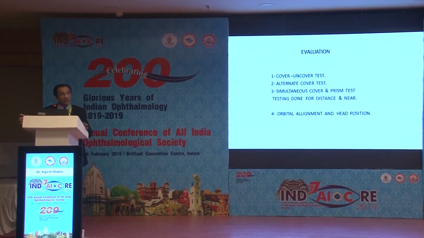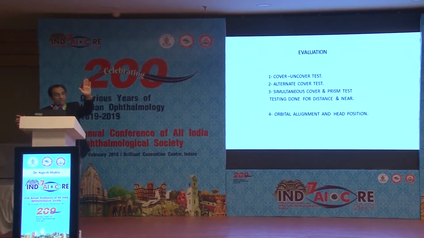Cover test means you cover one eye and keep it covered. Suppose you cover the right eye and see the movement in the left eye. This is a simple cover test. If there is a tropia, you will find there is a movement. If there is no movement, then there is no tropia in that eye. I didn't put that first one here, I missed it, I'm sorry. So first is the cover test: you simply put the occluder on one eye and see the movement of the other eye.